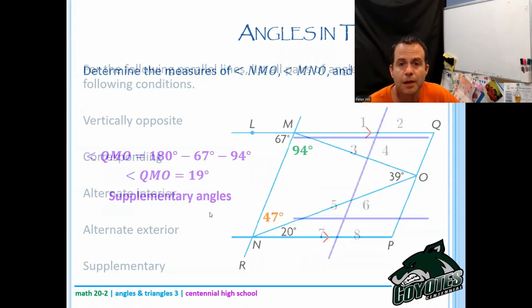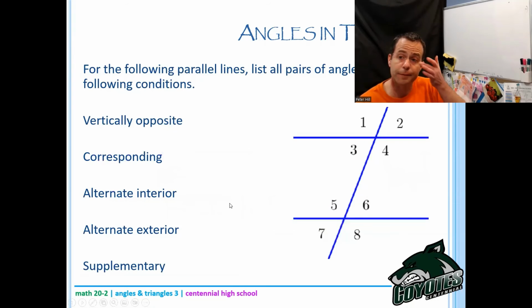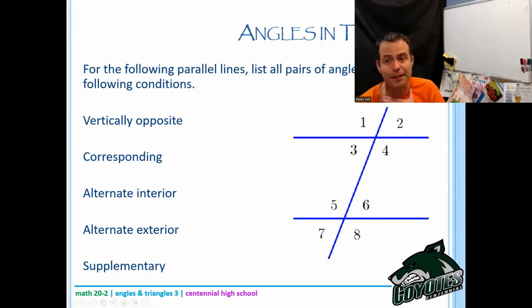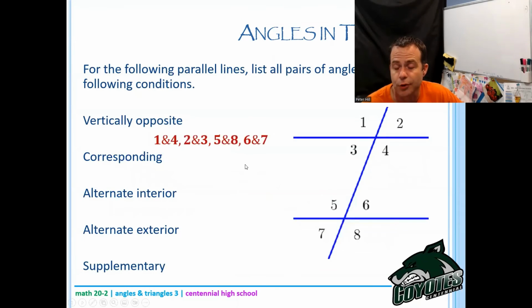Okay. Awesome. Okay, so now for the following parallel lines, list all the pairs of angles for each of the following conditions. Now, again, like always, you should pause me and see if you can state these yourself, okay? Assuming you've already done that, I'm now going to go through the answers. So vertically opposite, we're looking for the X and we're looking for corners of the X, right? So I've got 1 and 4, 2 and 3. I've got 5 and 8 and 6 and 7. Those are all my vertically opposite angles.